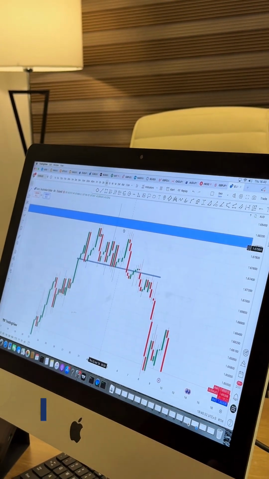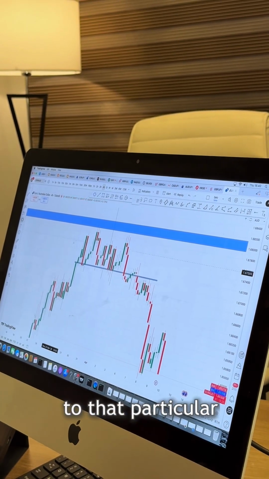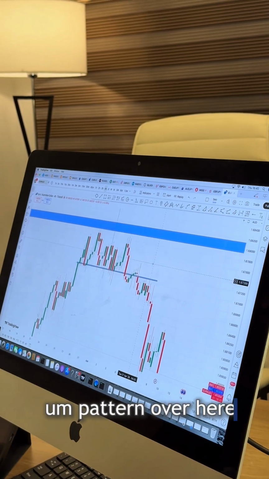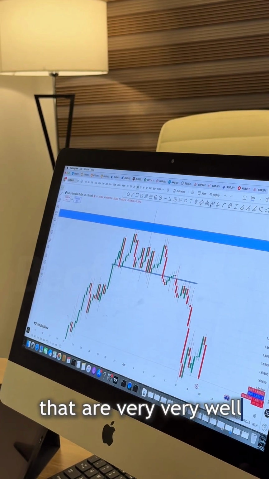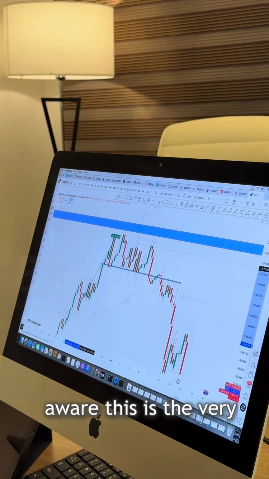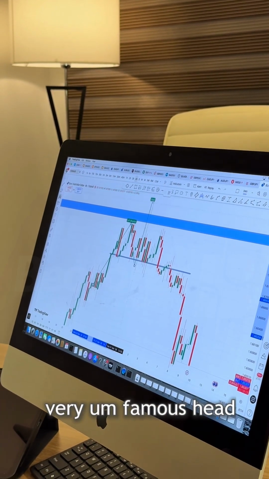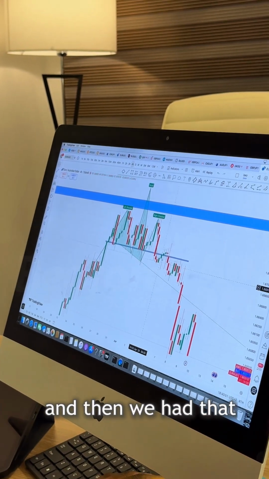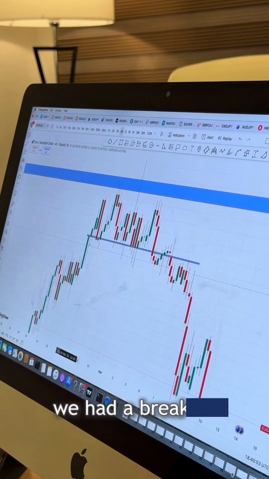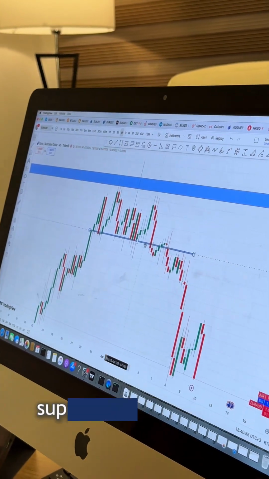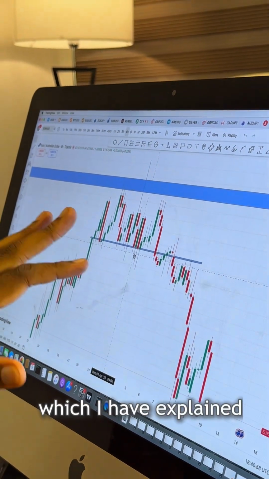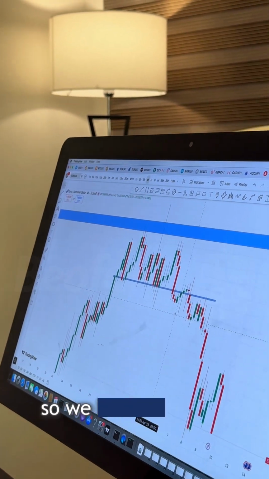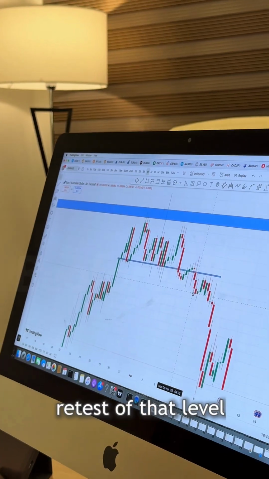Now you can see that after price had gotten to that particular resistance area, we now had price giving us this particular pattern over here. Now, for those of you that are very well aware, this is the very famous head and shoulders pattern. And then after price gave us that particular area, we had a break and retest of this support level over here, which I have explained in previous videos on how we can actually spot support and resistances. So we had a break and retest of that level twice.